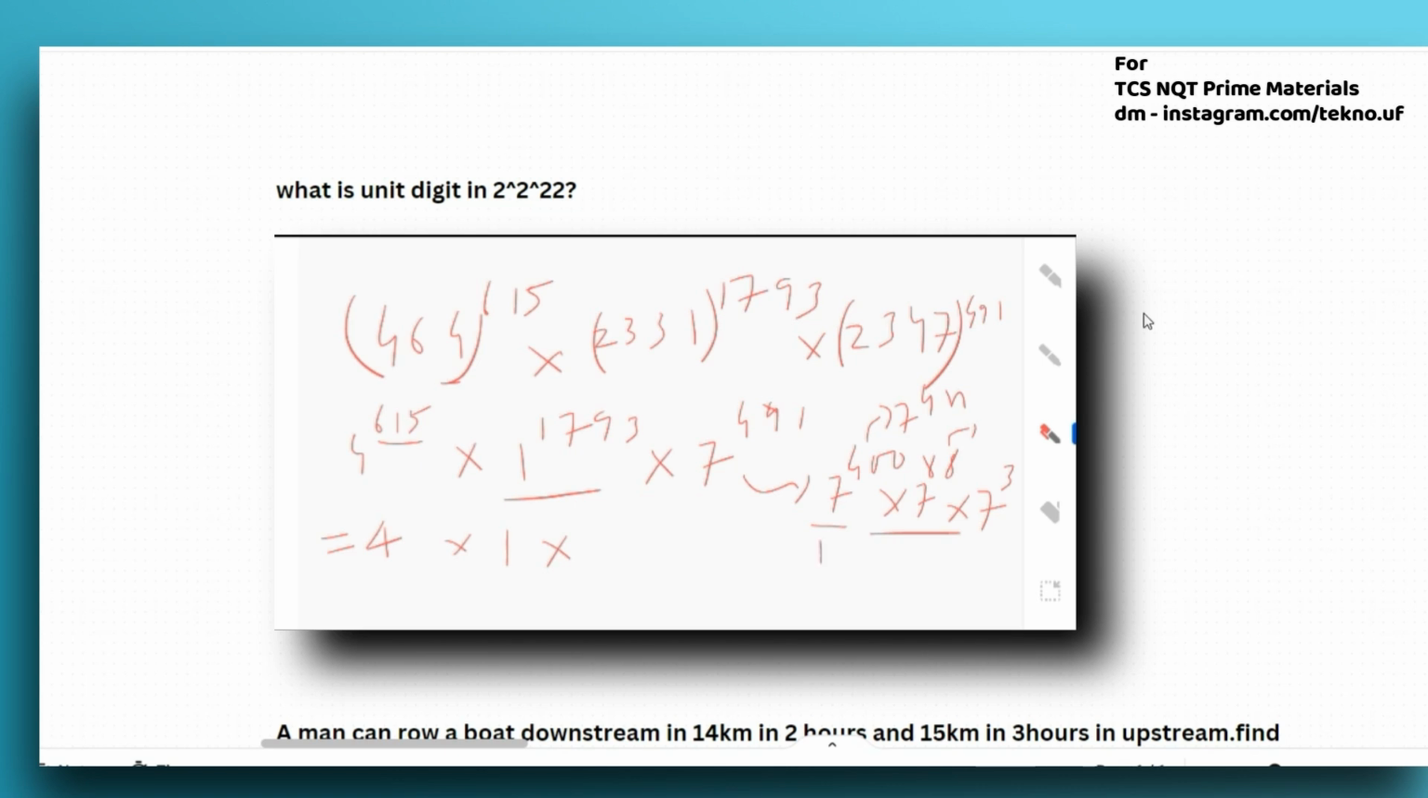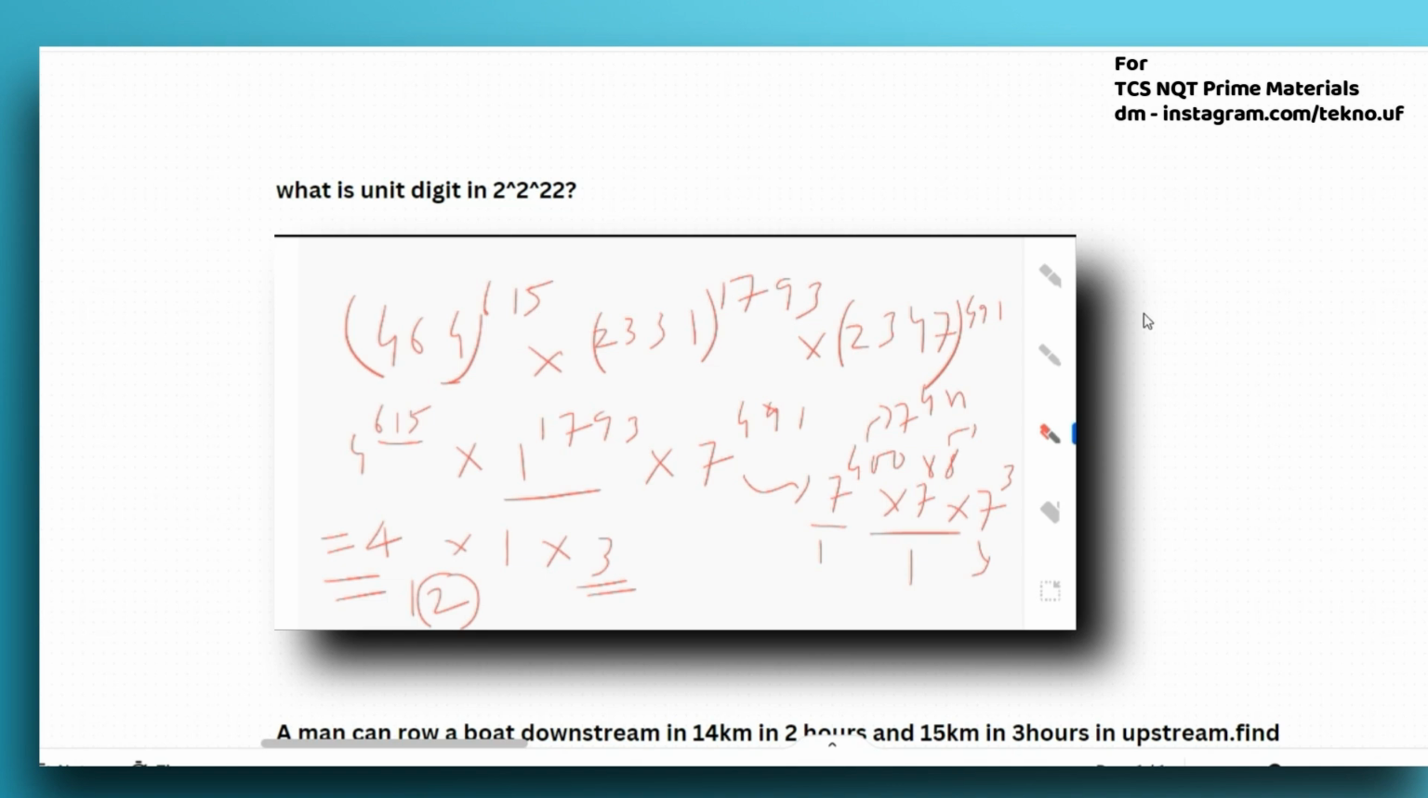So this becomes 1, this becomes 1, but 7 to the power 3 cannot be represented as 7 to the power 4n. So we have to calculate the value of 7 to the power cube, that is 343. So in this case the unit digit will be 3, right? So the number will be 4 multiplied by 3, that is 12, and the unit digit will be 2, right?